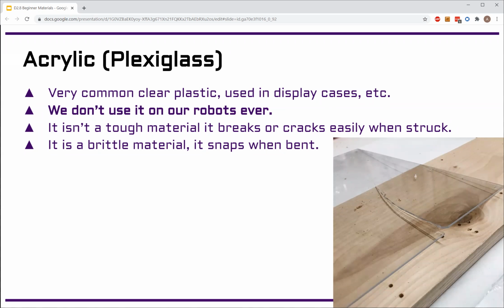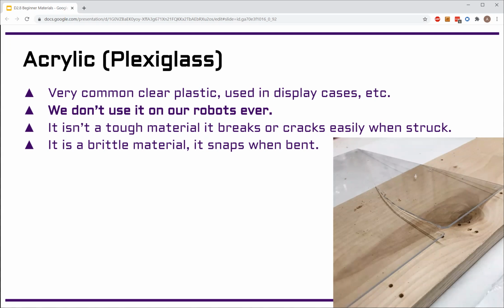We'll very rarely even have any of it in the lab. We have a little bit. We normally will make trophies out of it sometimes because it's cheaper and you can get it in a variety of colors, and it's easy to route and laser cut and things like that. So we will use it for parts of our trophies that we'll make for some of the competitions we do. But we really won't ever have it on the robot as any sort of structural part of the robot, mostly because it is not tough and it breaks or cracks very easily when bent or struck.